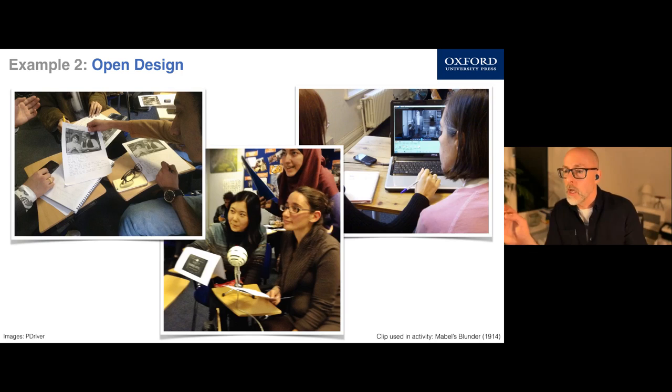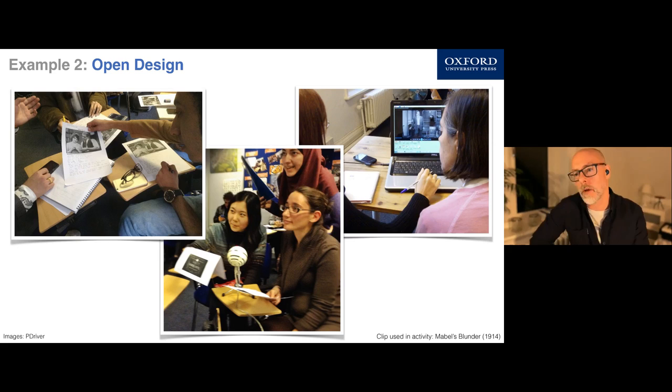What you're seeing here is three different groups of students at three different levels. So we've got, I think it was an A2, a B1 and a C1 level on the European framework of languages, doing a similar activity using exactly the same materials, but using them in different ways. So what I had here was a silent movie that was over 100 years old. It's called Mabel's Blunder. It's freely available online. A lot of black and white silent movies are in the public domain, so you can use them.